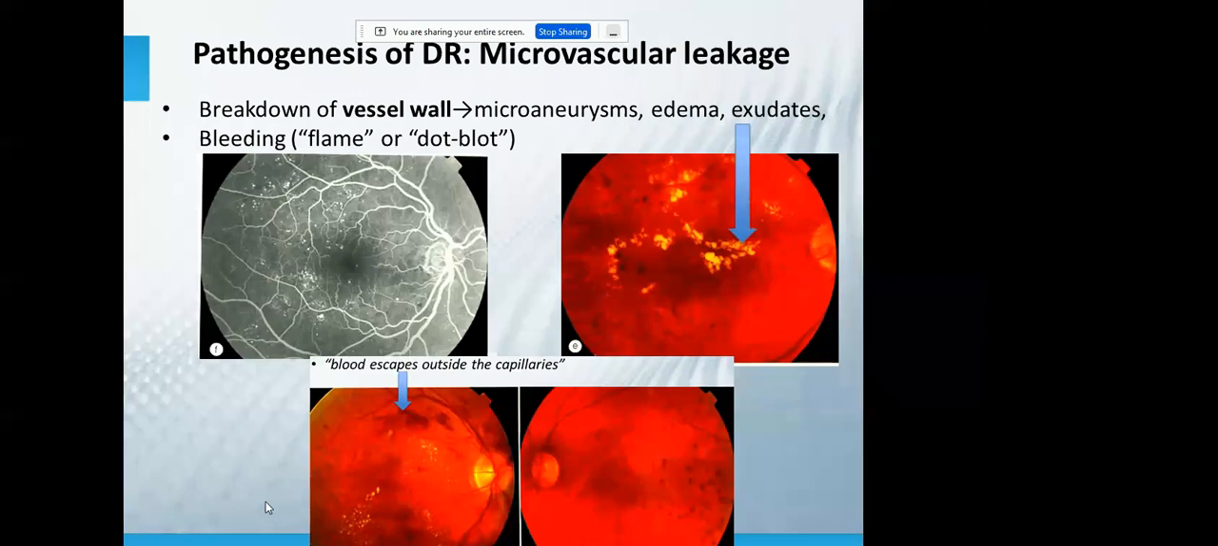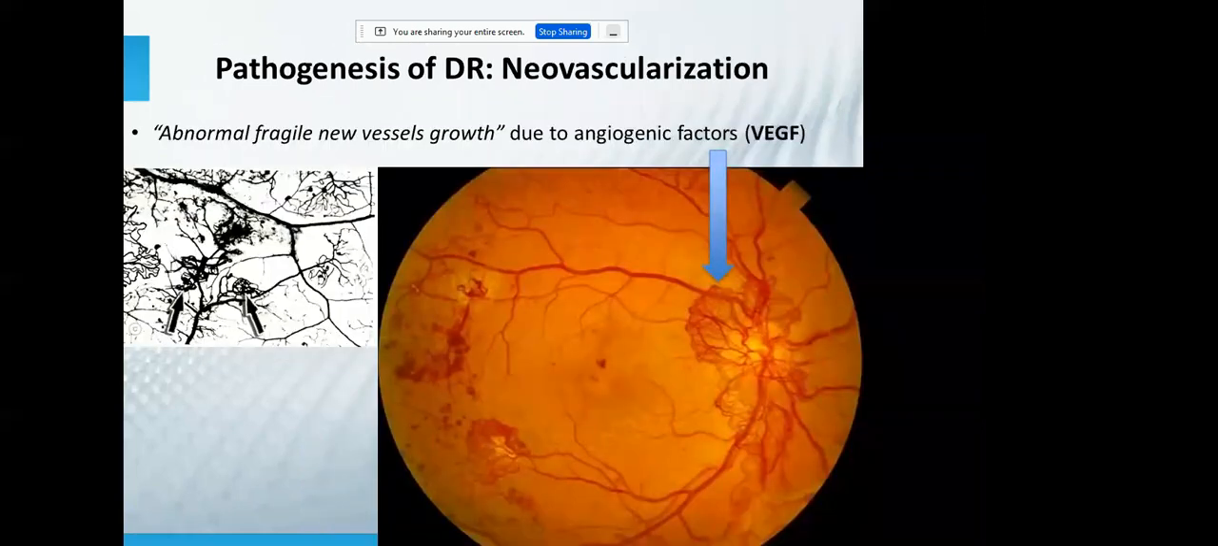If you leak out water, it's edema. If you leak out proteins, it's exudates. If you leak out blood, it's hemorrhages. The hemorrhages can be flame-shaped, and if this continues for long, you will end up with what is called neovascularization. New abnormal blood vessels will grow on the surface of the retina. Remember this: if you ever see new blood vessels on the retina, it's not a good thing. This is a very advanced stage of diabetic retinopathy, as we are shortly going to classify it.